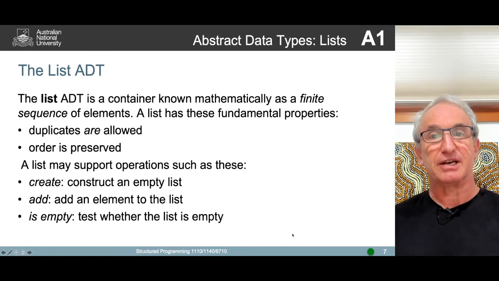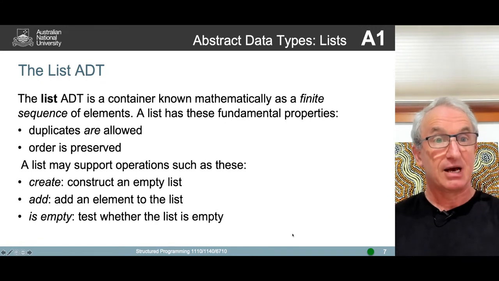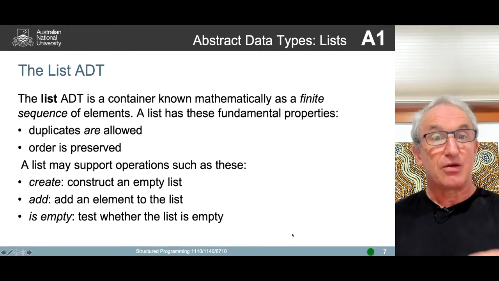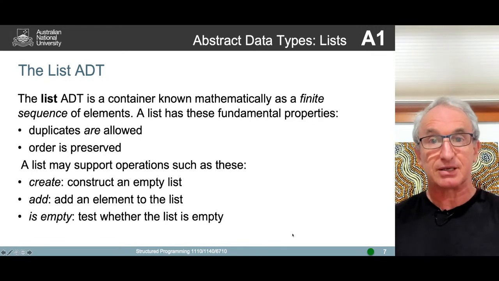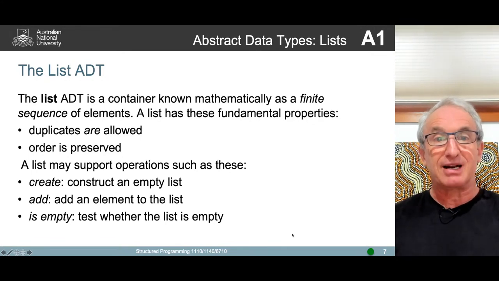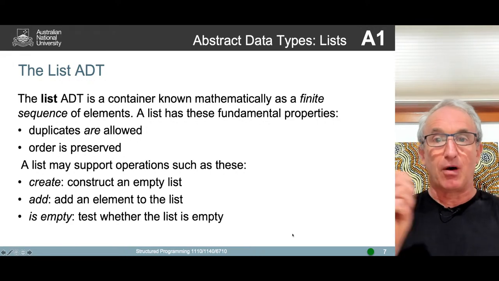So the list ADT is one of those three ADTs that we're going to talk a lot about in this class. A list is an ADT that's a container type, just like a bag. It's a container. You can put things into a list. And it's known mathematically as a finite sequence of elements. A list has three fundamental properties. Duplicates are allowed. So if I've got a list, I could say apple, orange, apple, banana.